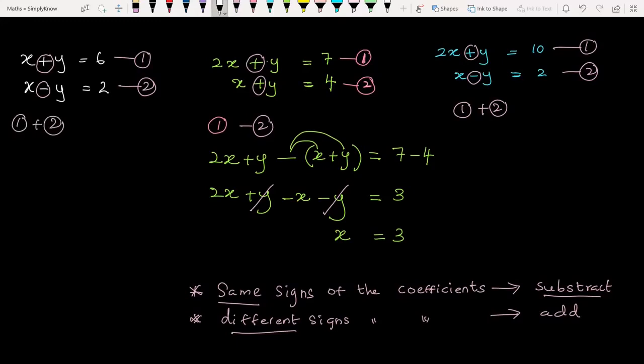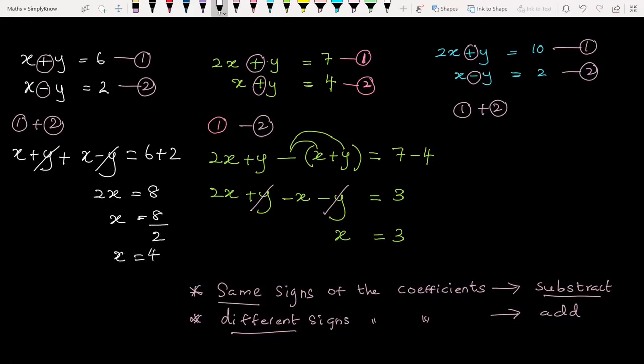So if I add, what happens? X plus y plus x minus y equals 6 plus 2. Now I can cancel plus y and minus y. Then I get x plus x. It's 2x. 2x equals 6 plus 2, which is 8. Then x is 8 divided by 2. X equals 4.